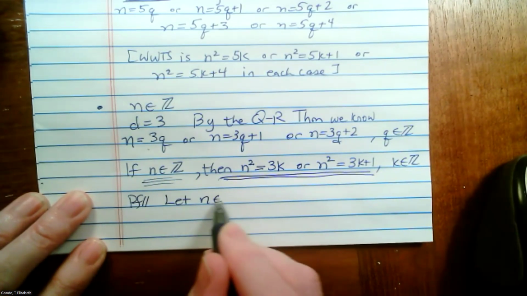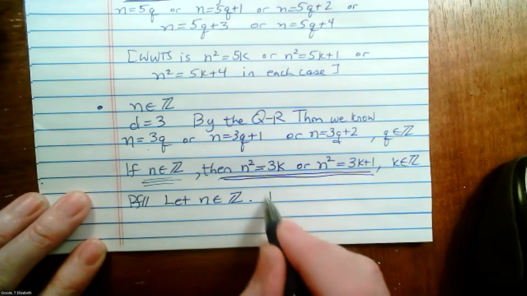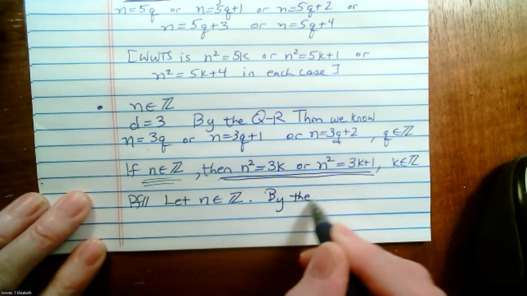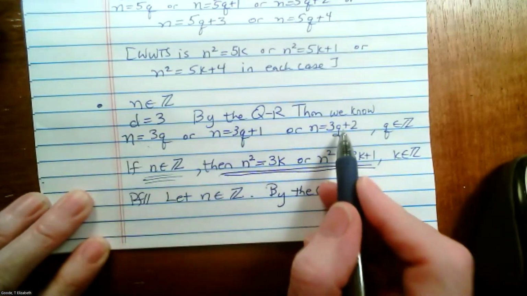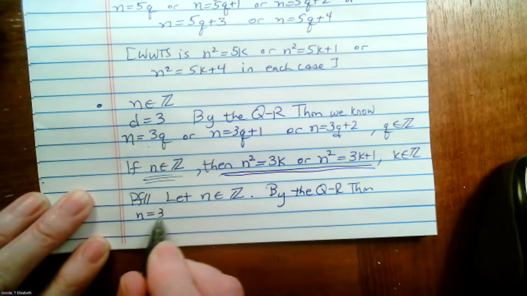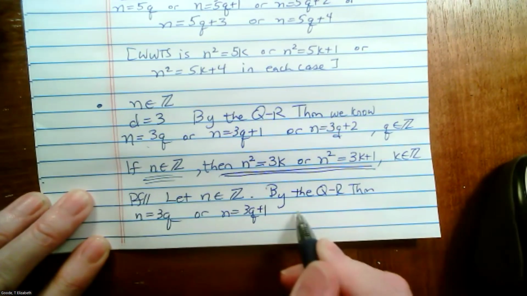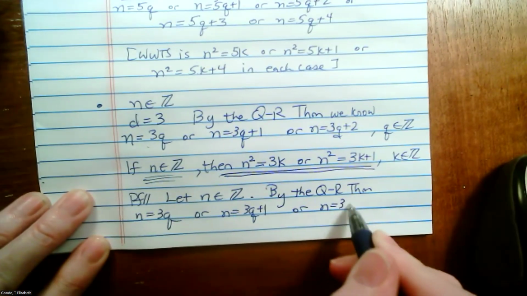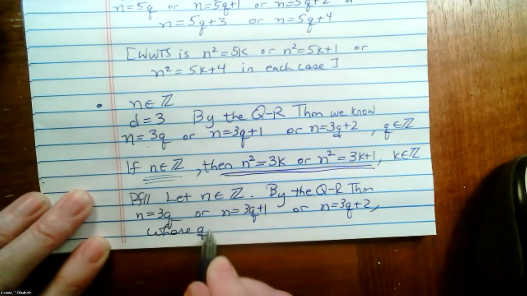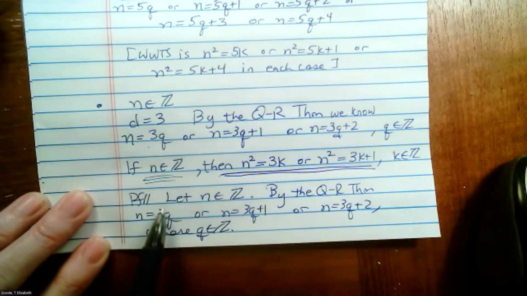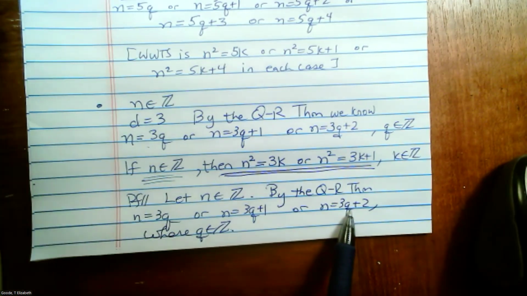Let n be an element of Z, or you could say assume n is in Z. And then we set up our 3 cases. By the QR theorem, we know that either n is 3q, or n is 3q plus 1, or n is 3q plus 2, where q is an integer, because a third of the integers look like this, a third of the integers look like this, and a third of the integers look like this.